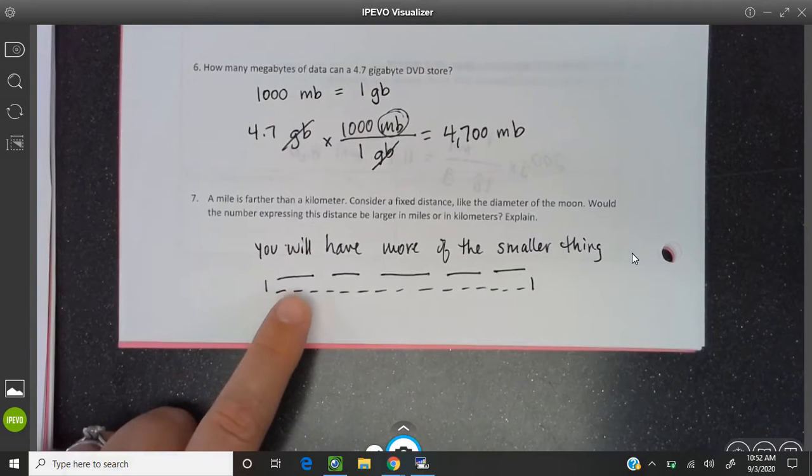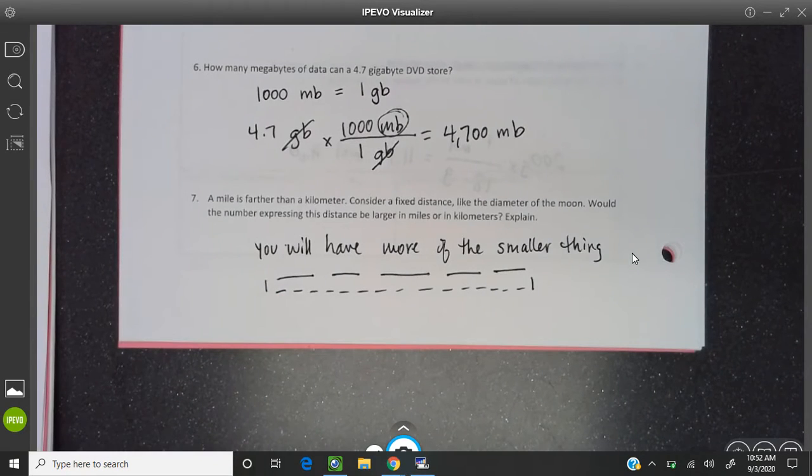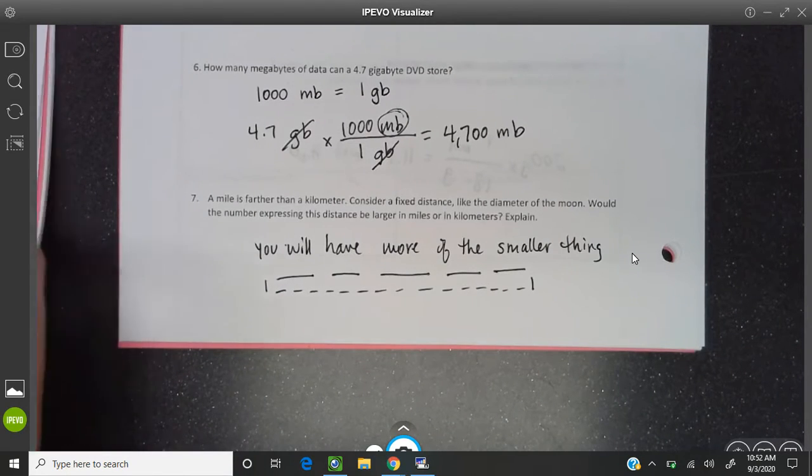I usually have a visual image like this in my head when I'm thinking about stuff like this. I actually lay out the rulers on the floor.